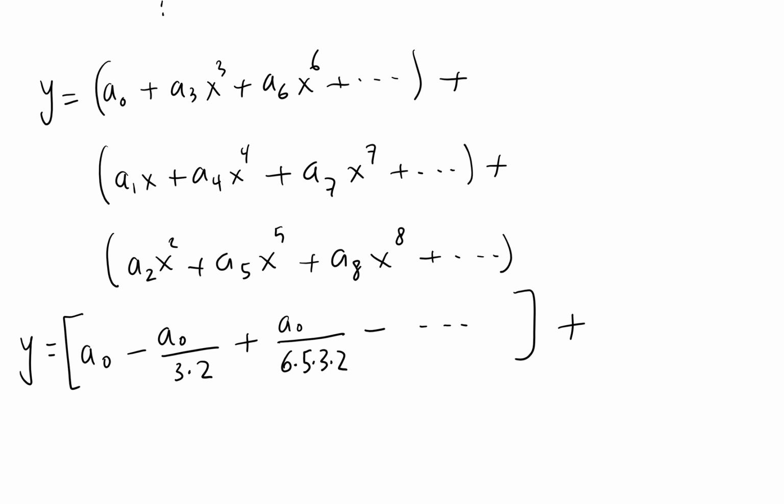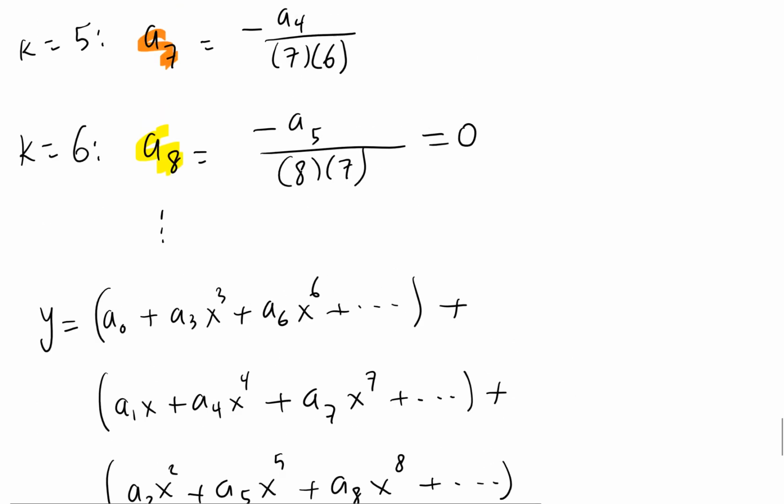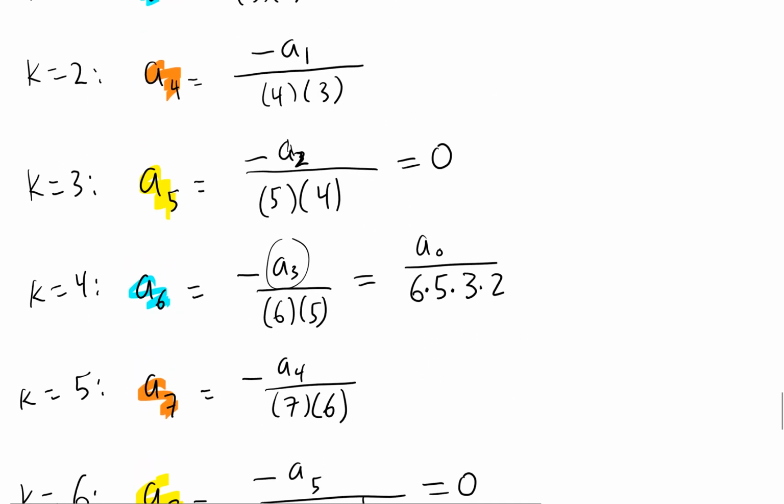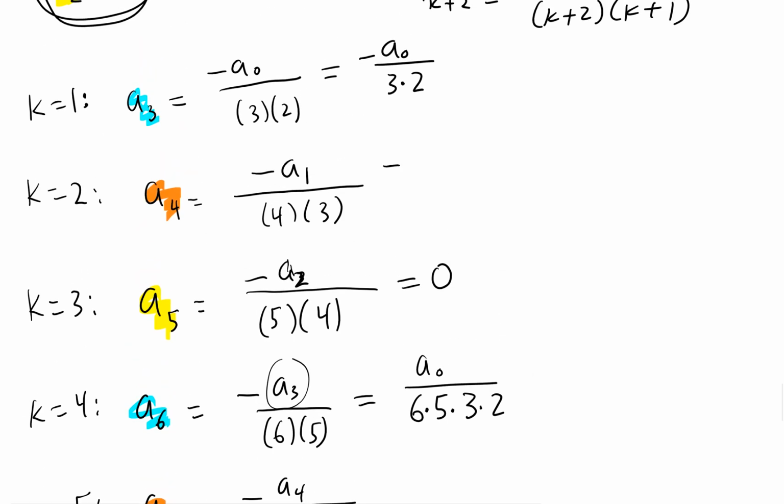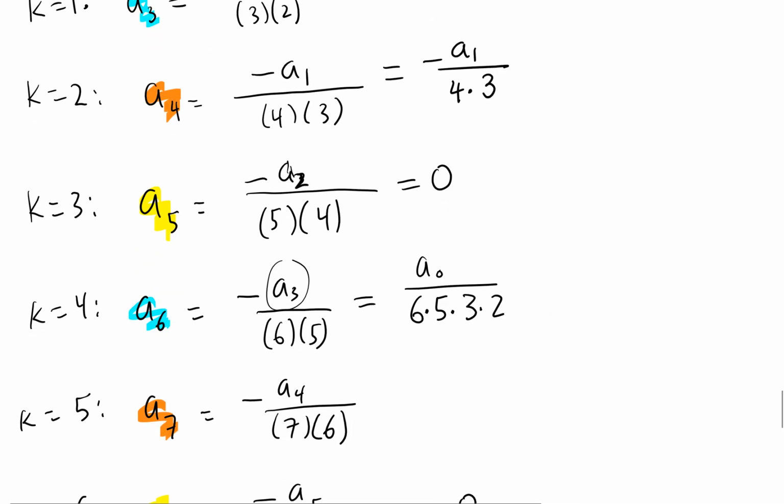Next part, A1, A4, A7. Let's try to find A4. It's already given as negative A1 over 4 times 3. Now, A7, there's a negative here. Negative with negative becomes positive. 7 times 6 times 4 times 3. Do you see how the 5 is missing?